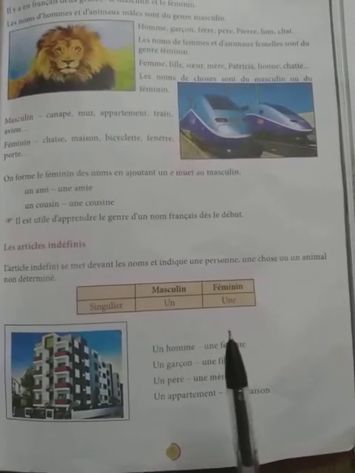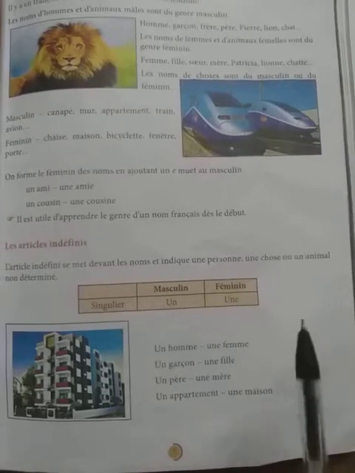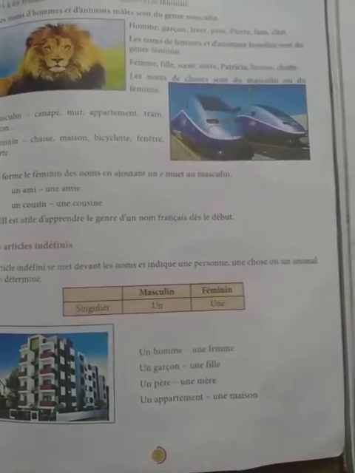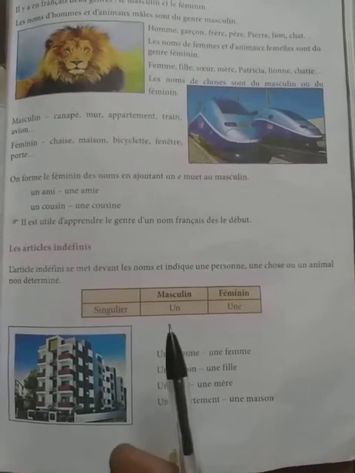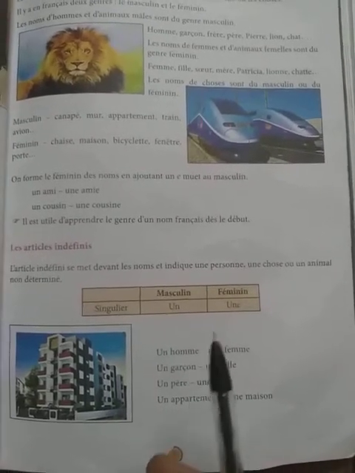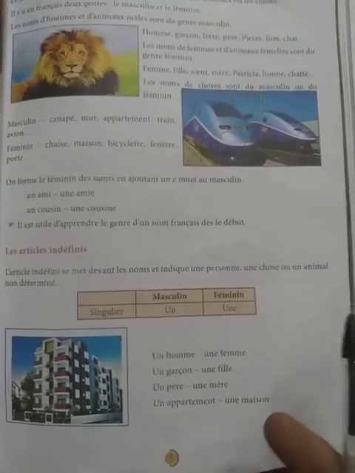What are the three indefinite articles? Here it is given only two, but three are there. You have seen in the grammar part: UN, UNE, DES. English meaning: UN and UNE mean a or an, and DES means some.